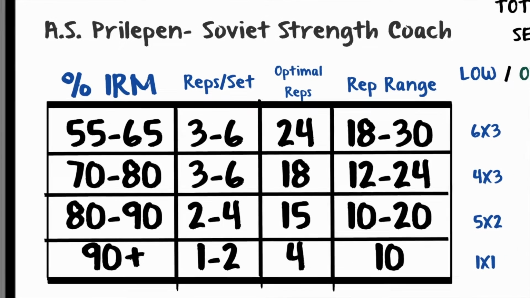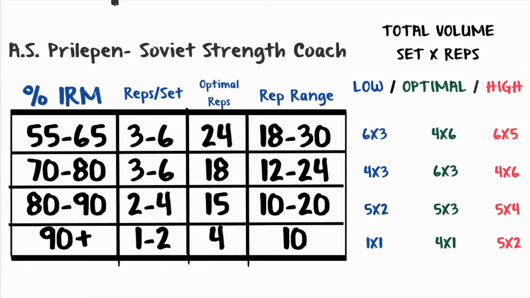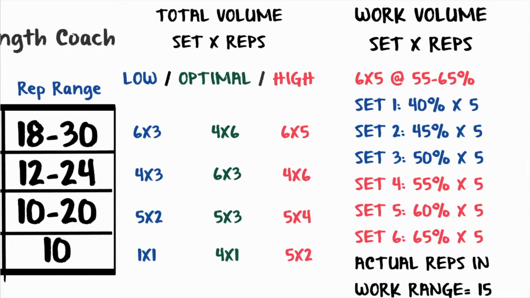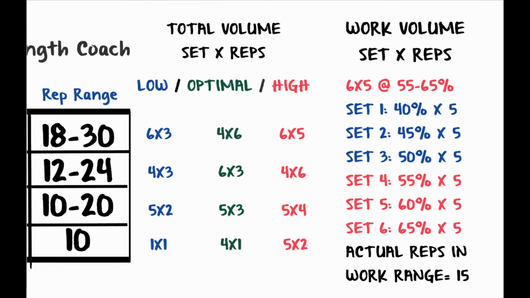Now, what Prilepin's table enables you to do is build a framework for your loading protocols and help you categorize them, whether they're low, optimal, or high. One thing Prilepin's table doesn't do a great job on is representing the relationship between total volume and work volume. When I first started using this table, I had a hard time understanding that relationship. Using this loading progression as an example, my total volume may have been correct according to the table. However, the first 3 sets fell below my desired intensity.